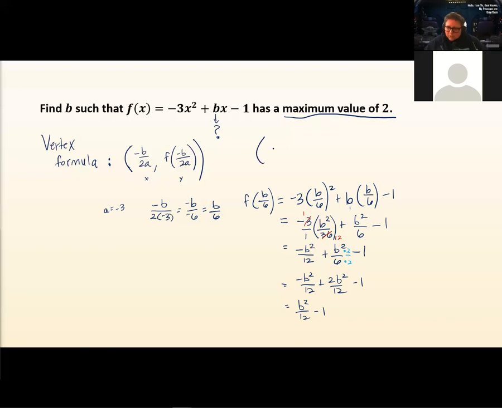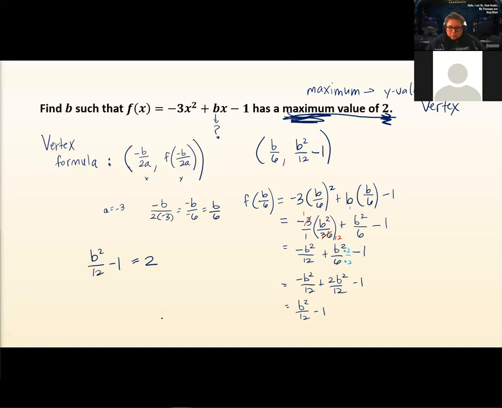So our vertex here is b over 6, b squared over 12 minus 1. So remember, our maximum is 2. And our maximum equals y, the y value of our vertex. It's the whole reason we're doing this. So that means that b squared over 12 minus 1 equals what? 2. Yeah. Now let's solve for b.